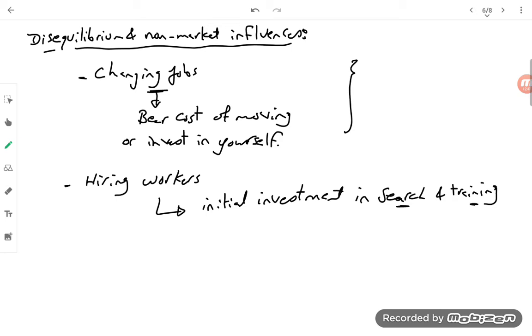At the same time, firing workers or cutting their wages can be perceived as unfair, and this will affect productivity and morale. So if you are going to fire workers, it's perceived as unfair and affects the morale and productivity of workers.